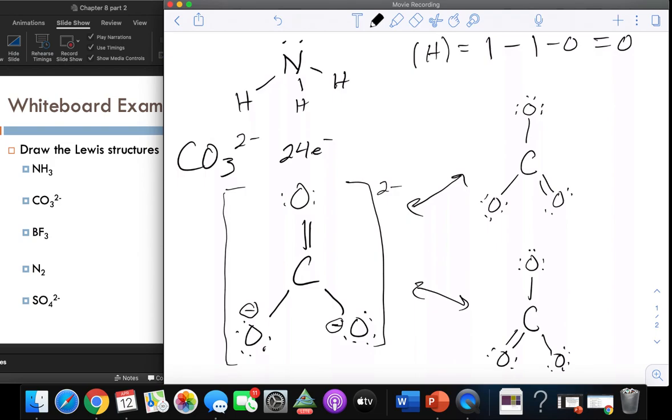And so that would be my resonance forms that would be possible for carbonate. And you might see a two-way arrow between the two that I just drew there. So there would be all our resonance forms. Again, I don't need every bit of detail on the additional resonance forms.